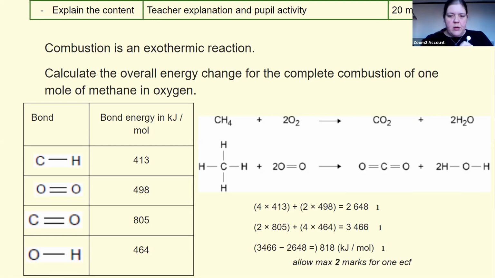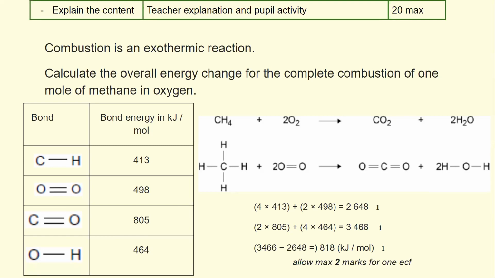And that's why it becomes 4 times 464, because 464 is the energy for the oxygen to hydrogen bond, and there are 4 of them. So we times that by 4. It's the same on the other side for the double oxygen. This is our oxygen molecule with our double bond.